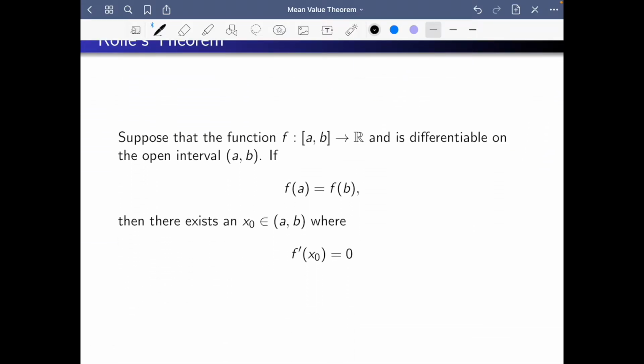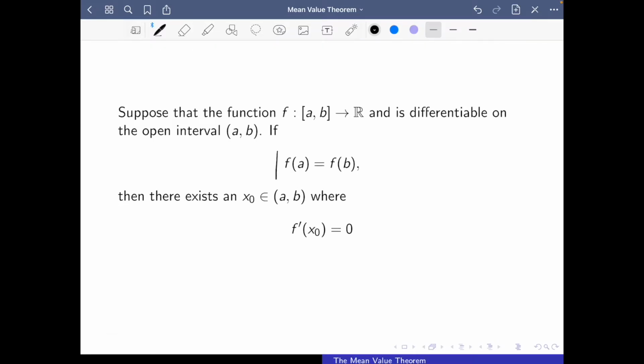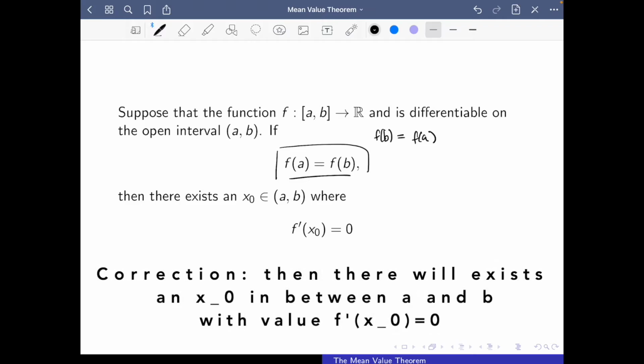Here is Rolle's theorem. Rolle's theorem is very similar to the mean value theorem, but has a restriction: f(a) and f(b) must be equal to the same value. Just now, from the mean value theorem, we know that f(a) and f(b) may not be the same, so the gradient is f(b) minus f(a) over b minus a, right? But not in this case. Rolle's theorem states that f(a) and f(b) must be the same, then there will exist an x0 in between a and b where f'(x0) equals 0.